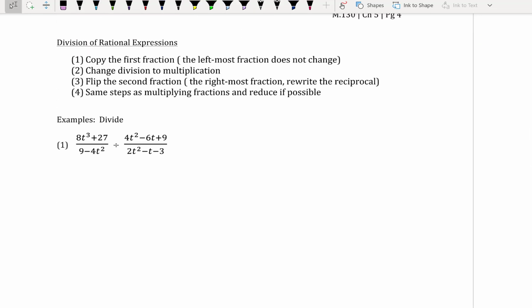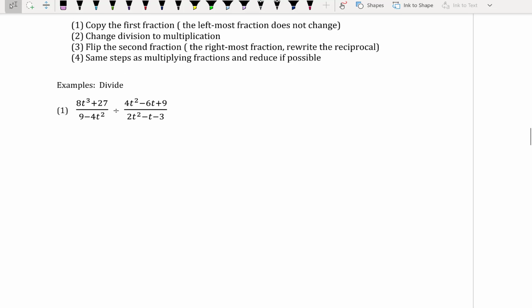Division is very, very similar. The only thing with division is that you have to change it into multiplication. So it's just one added step. It says copy the first fraction. So, okay, I'm going to copy that first fraction. So here is my first fraction.